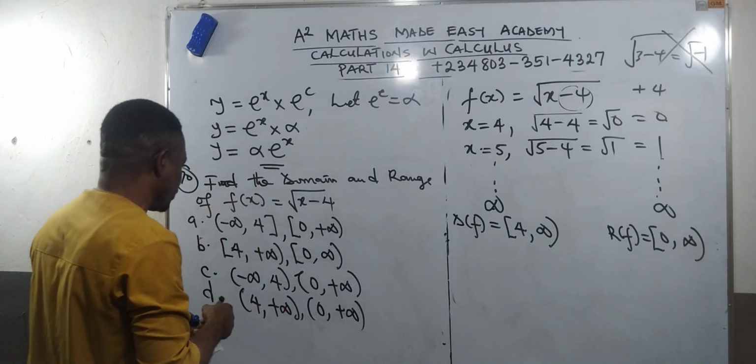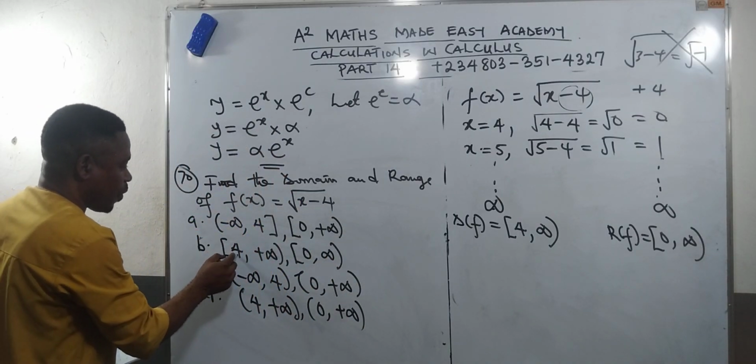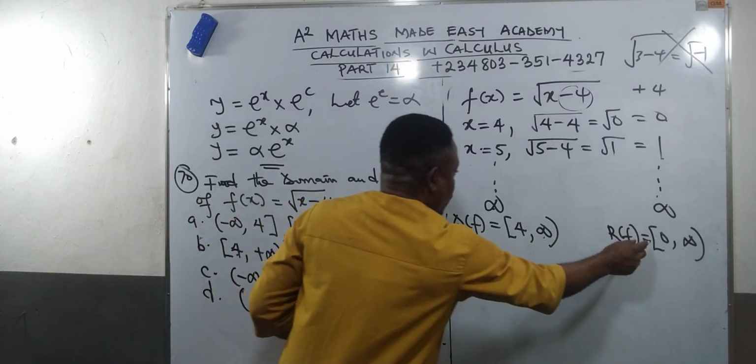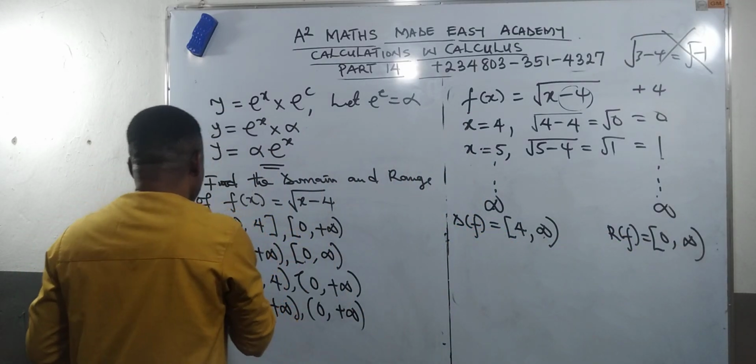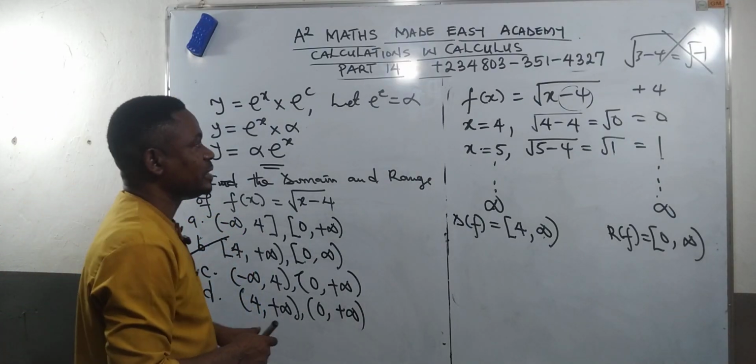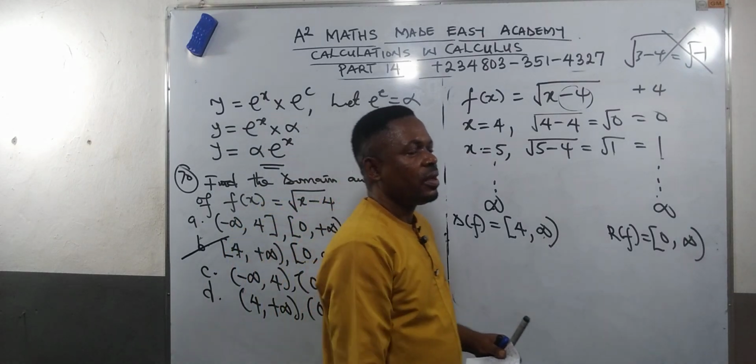Can we observe the options? Oh my goodness, this is block 4, comma, plus infinity, right? Then the range is block 0, comma, plus infinity. The correct answer in the option is option B. Gentlemen and ladies, I'm done with the questions.